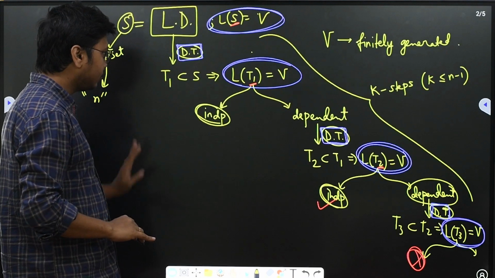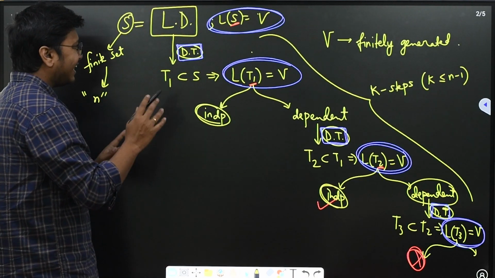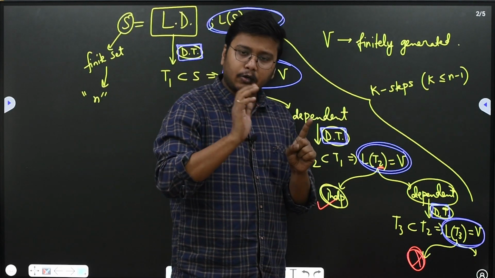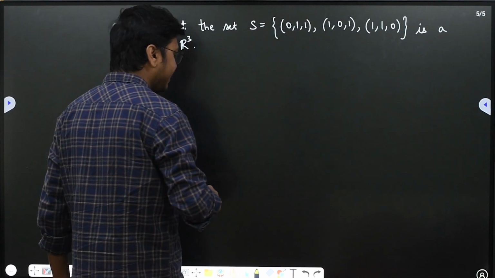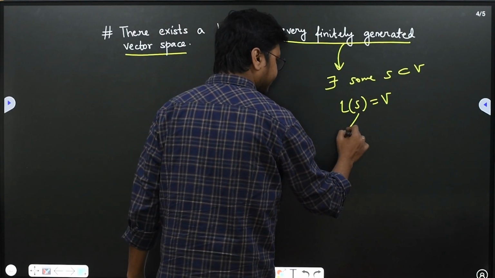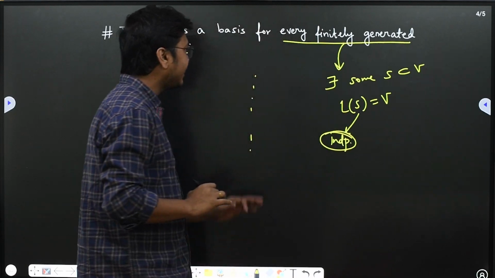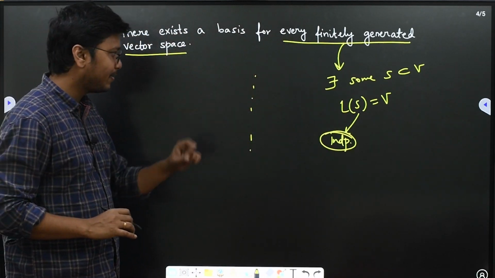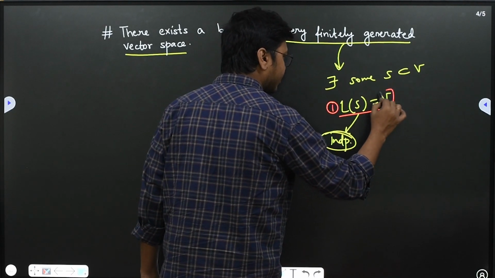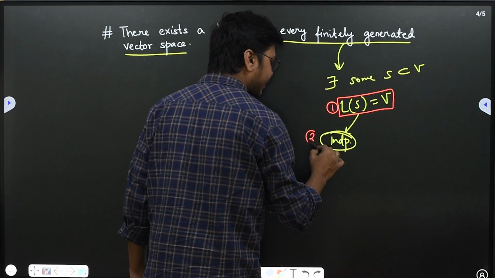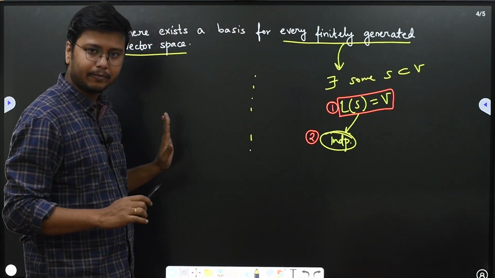Now just come back to the branching diagram that I have done. Now S can be either independent or dependent. If it is independent, then it is satisfying the property of basis. For a basis, what do we need? The first criterion is that it has to generate the vector space, and the second criterion is that it has to be independent. So the moment this happens, we have got a basis.